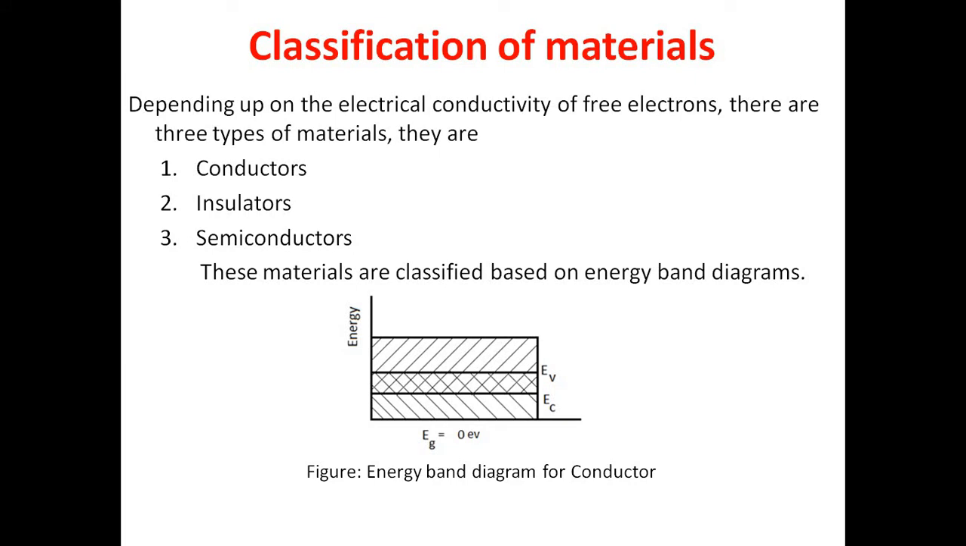It is very clear that the valence band and the conduction band are overlapped. If they are overlapped, the forbidden energy gap is equal to 0. That is why the energy gap is represented as Eg equal to 0 electron volt. Here, the electron volt is the unit for energy, represented in so many electron volts.